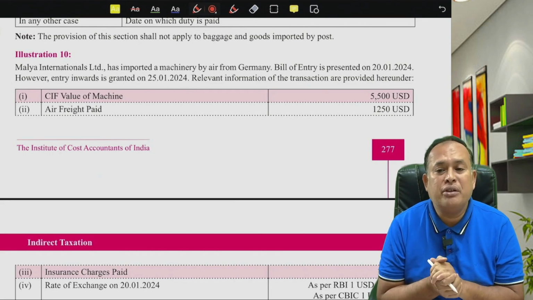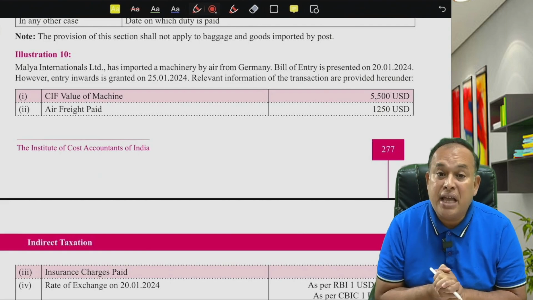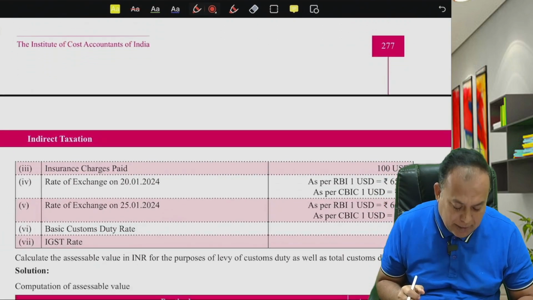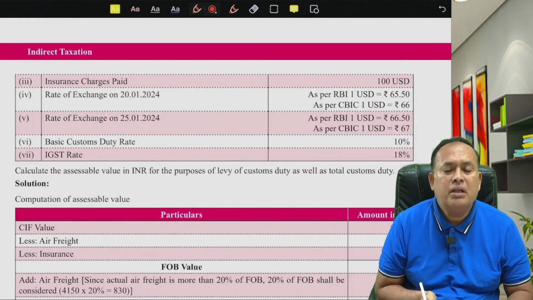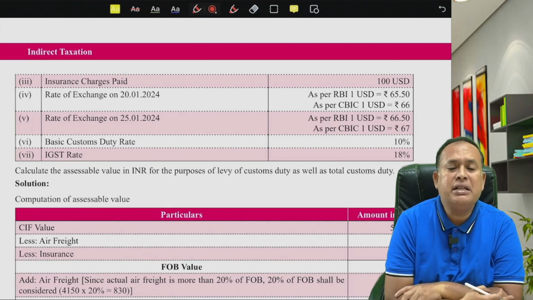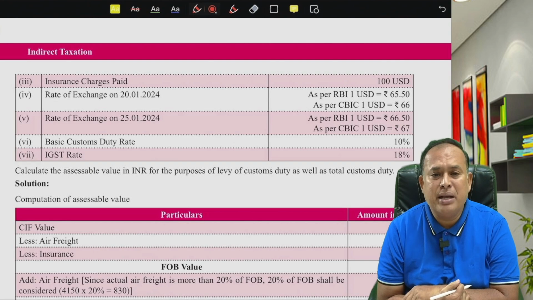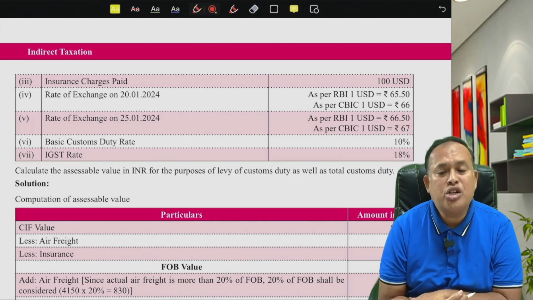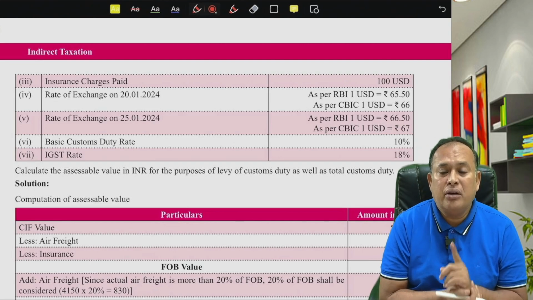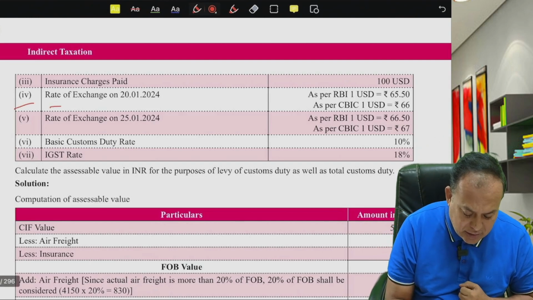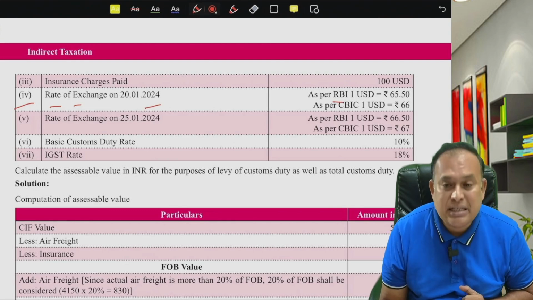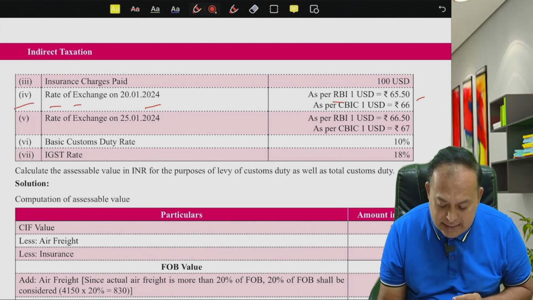CIF value of the machine is 5,500 US dollars. Air freight paid is 1,250 US dollars, followed by insurance charges paid of $100. Exchange rate of the RBI and CBIC on 20th January is given. Rate of exchange on 25th January. First one, point number 6 here, is the rate of exchange on 20th January 2024: RBI 65.50 paise, CBIC 66 rupees.